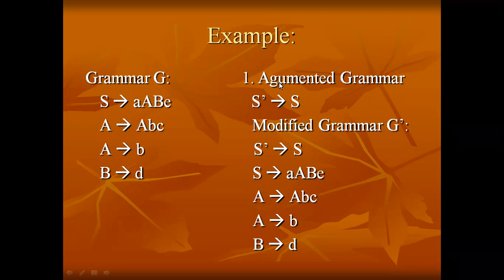Under the construction process, we have 4 steps. In that, step number 1 is forming the augmented grammar S dash tends to S, and then rewriting the grammar, calling it G dash, where the given grammar is G, and the rewritten grammar consists of an additional rule. So we can call it the modified grammar G dash. What does G dash consist of? Along with the augmented grammar production rule, we need to write all the production rules from the grammar G. S dash tends to S, S tends to A, A tends to ABC, A tends to B, B tends to D. Right, this is step number 1.